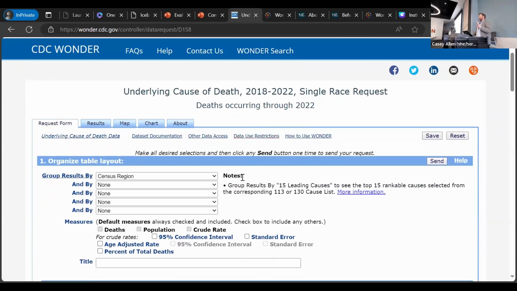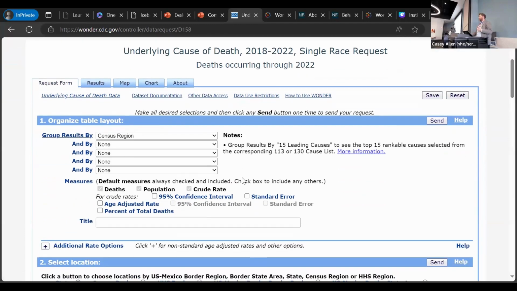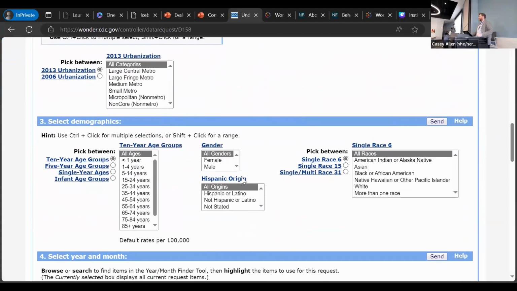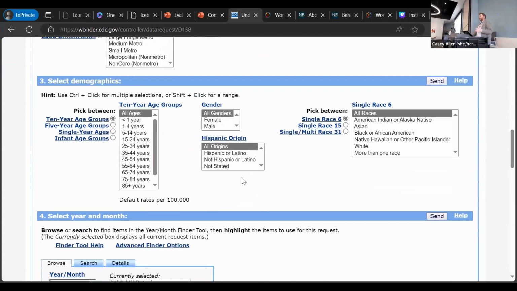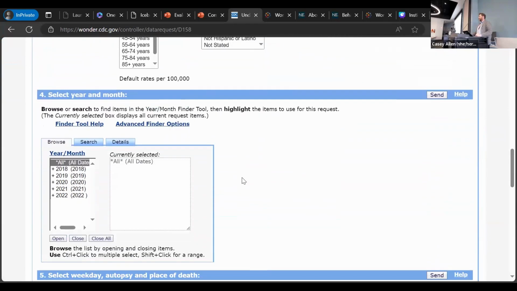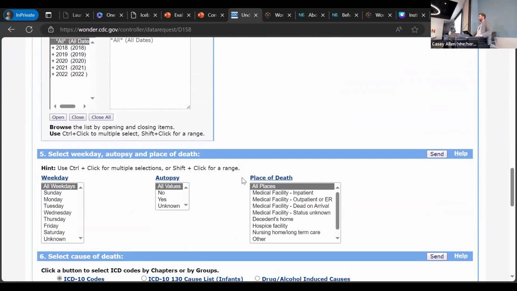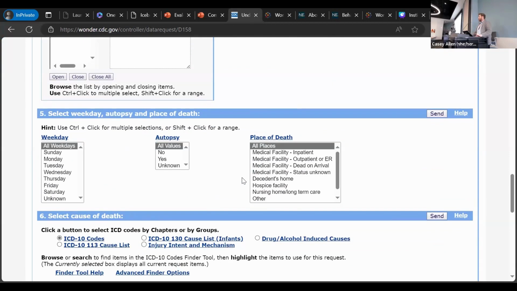Now, the way that this menu is set up is you're getting 7 subcategories. You can organize the table layout, select the location that you're interested in, select different demographics that you may be interested in pulling data for, select the year and month. This is going to cover 2018 to 2022. If you don't select anything, this is just going to bridge all of those estimates together, and it's going to combine the populations for all years. Select weekday, autopsy, and place of death.